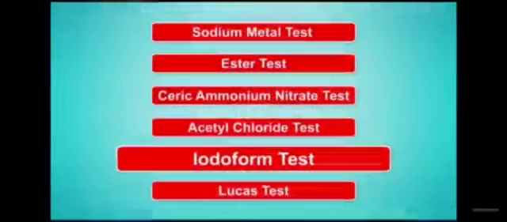Next is the iodoform test. It is given by acetaldehyde, methyl ketones, and all alcohols containing the CH3CHOH group. Materials required: organic compound, 1% iodine solution, dilute sodium hydroxide, test tube, droppers, and water bath.